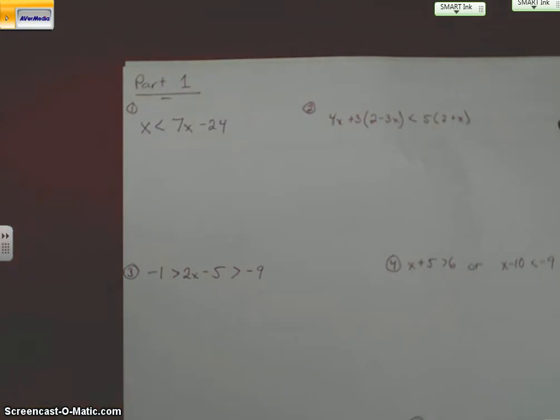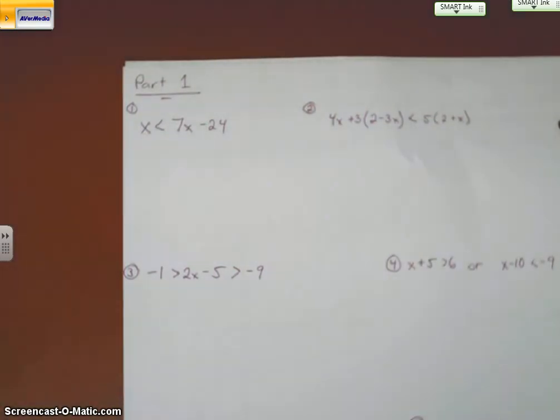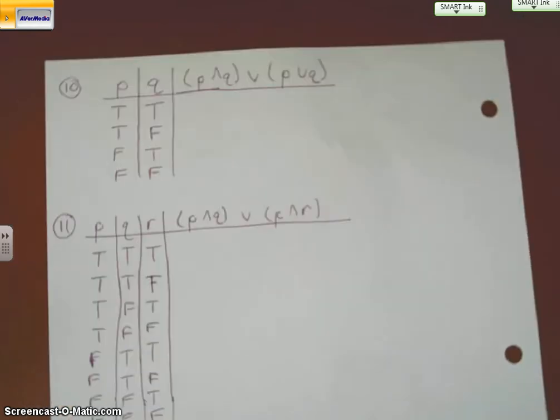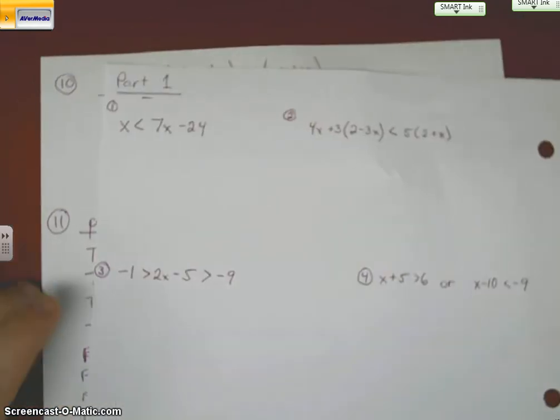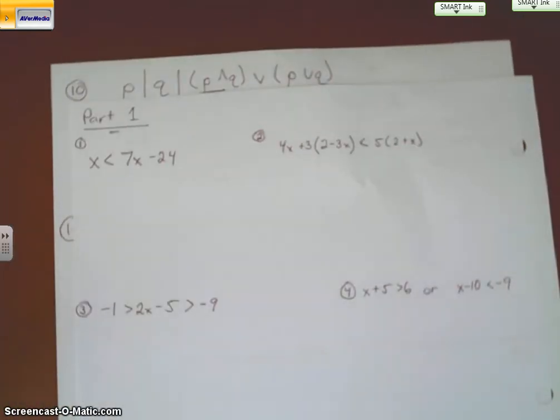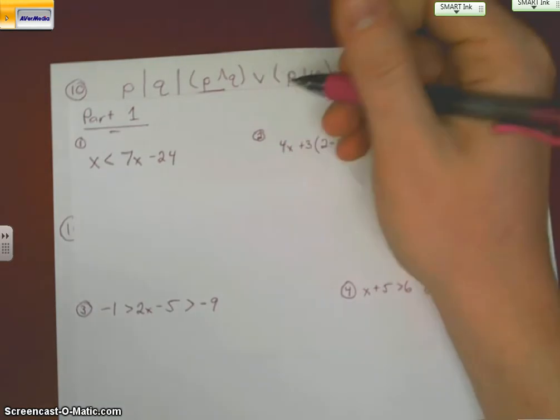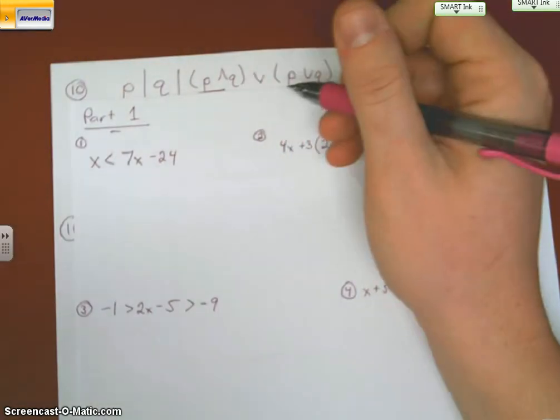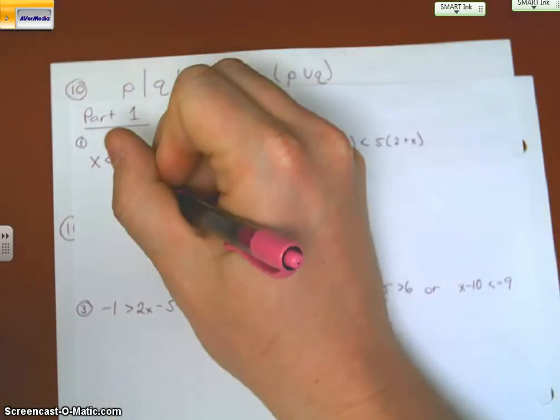Okay, we're going to be solving inequalities in part 1, and we're going to be working with truth tables in the other at the end. Solving inequalities is just like solving equations, except for the one thing that you always have to remember is to flip the inequality when you divide by a negative.